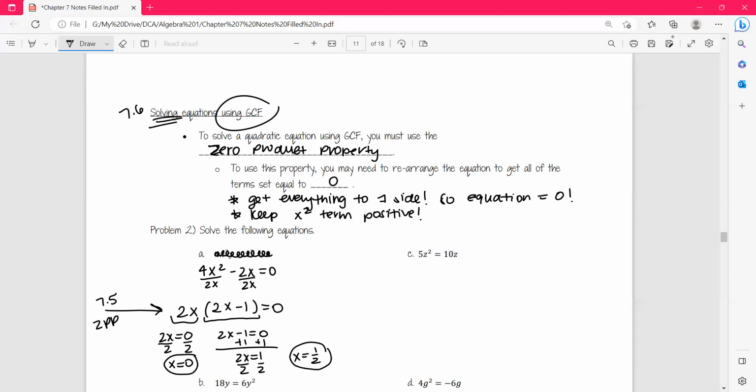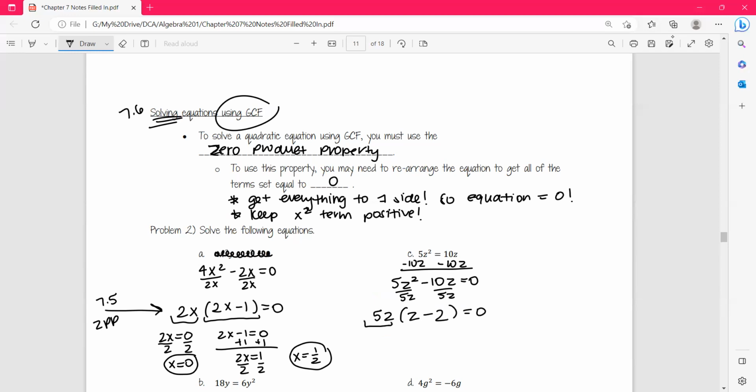Let's look at C. Is everything on one side? No. So I need to subtract that 10z over. When I do that, I'll have 5z squared minus 10z equals 0. Now I'm going to look for my GCF. 5 and 10, I know the GCF is going to be a 5. Z squared and a z, I can just take one z out. 5z squared, take out a 5z, I'll be left with 1z. 10, take out of 5, I'll be left with 2. Z out of z, I'm just left with 1.